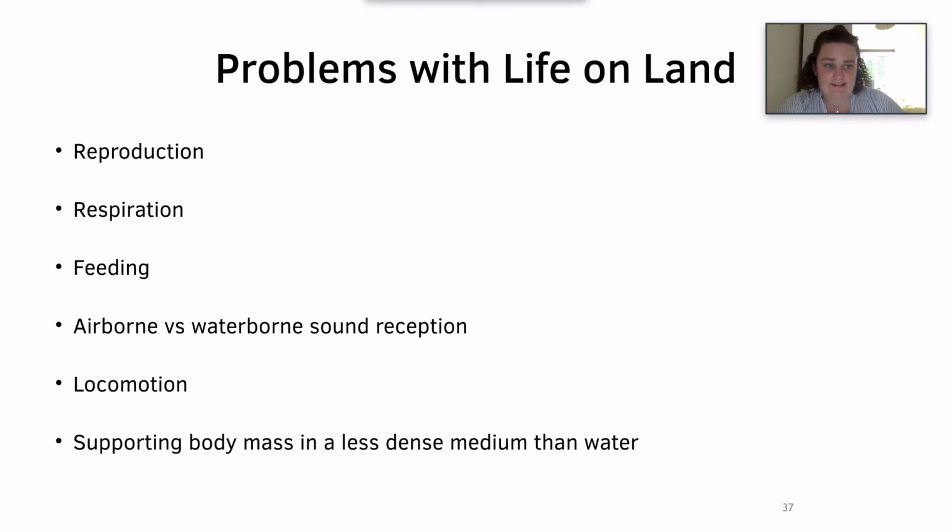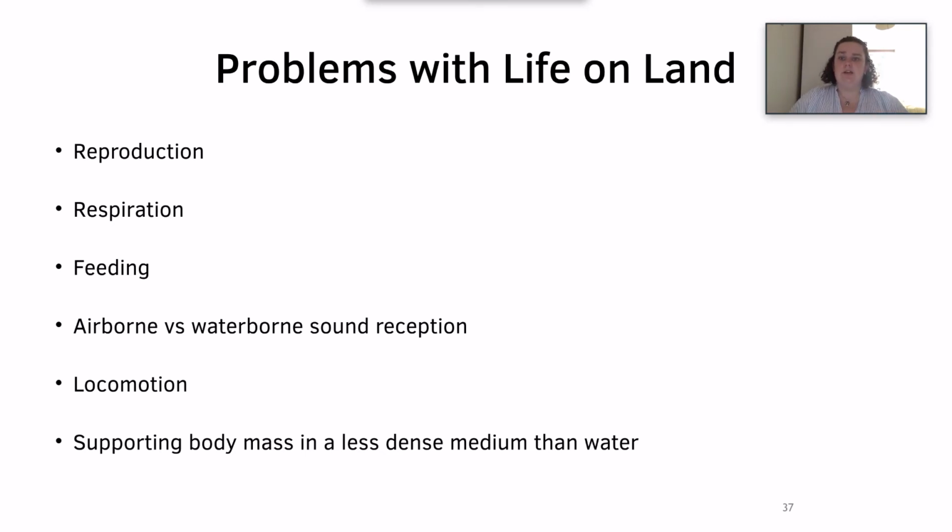Problems with life on land, other than what we've done now, there were a lot of problems with life on land for the earliest tetrapods, and these all needed to be rectified. So, reproduction. It was thought that during the Devonian, with the earliest tetrapods, the reproductive style of organisms such as Ichthyostega would have been similar to modern amphibians. And this is shown in the fossil record from the Carboniferous and the Permian.